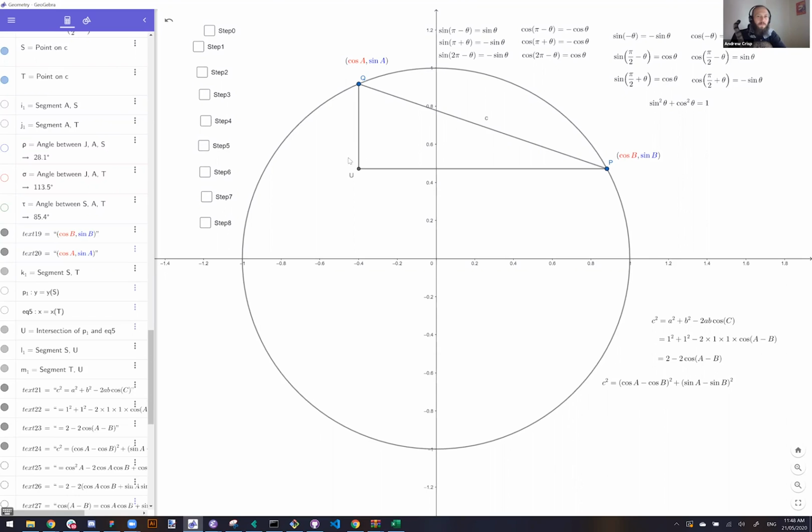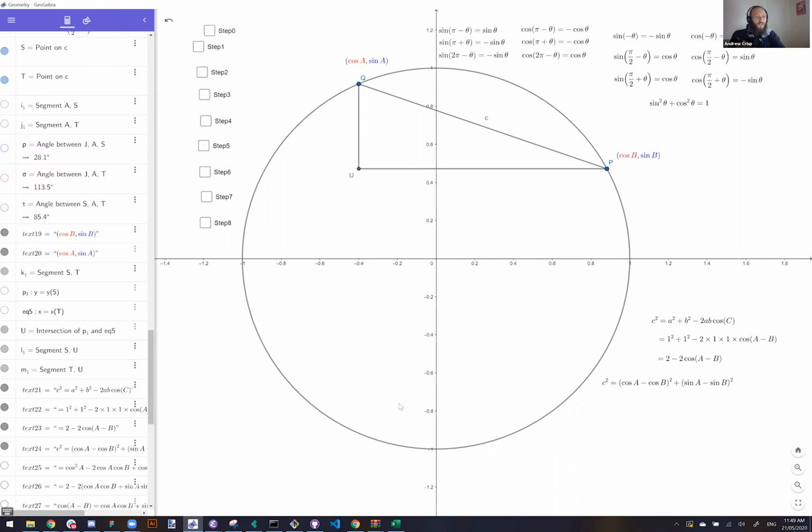What about this one? Well, this time I take the difference. Sine A is all of this from Q down to the x-axis, whereas sine B is from P down to the x-axis. And if I subtract sine B from sine A, I'll get this length here. Okay, so this is using Pythagoras' theorem rather than the cosine rule.